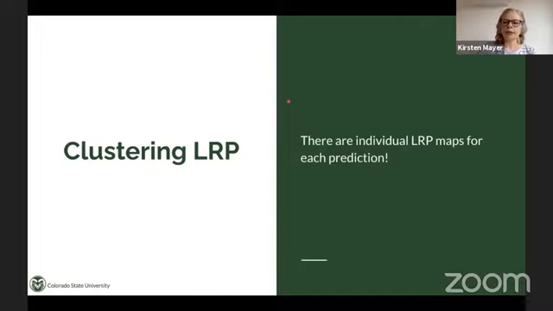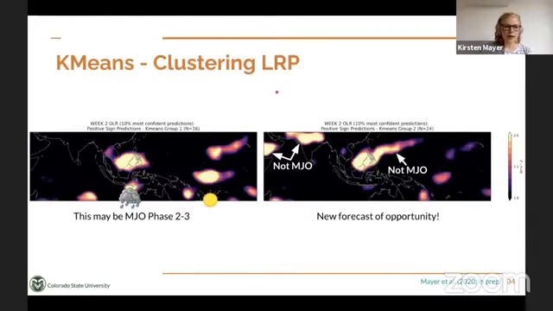So we use clustering, k-means clustering, and we decided to group into 2 groups to see what the neural network is picking out. And when we do this, our first group is really showing this dipole, these two regions of hotspots, one over the maritime continent and one over the Western Pacific. And we can see when we look at the actual storminess during these times that there is enhanced precipitation over the maritime continent and it's sunny over the Western Pacific.